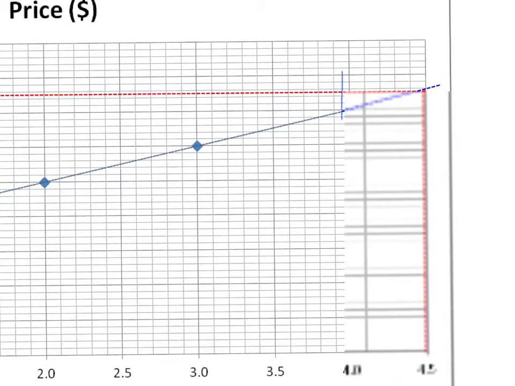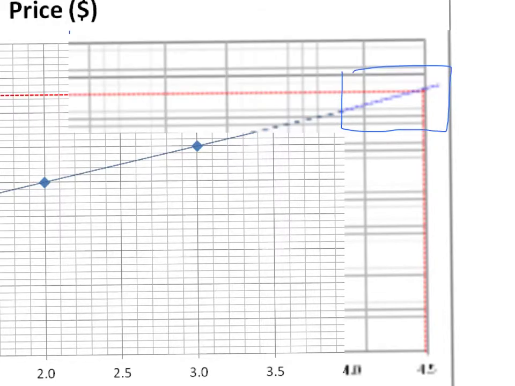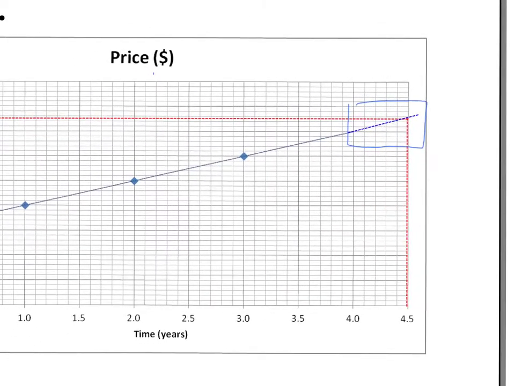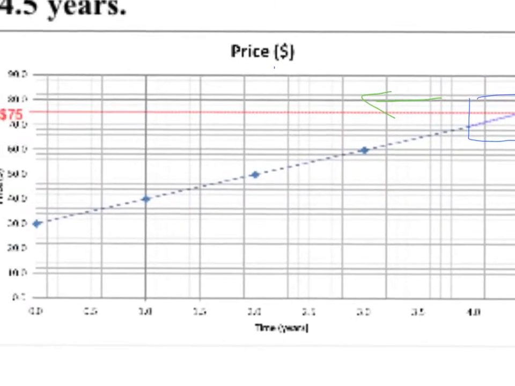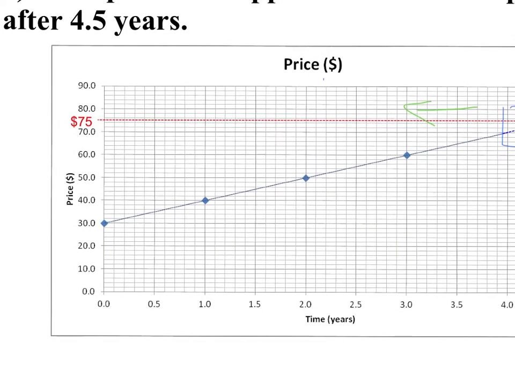So this dotted line, make sure it's straight, extends that line graph up to 4.5 years, and you follow the same steps you followed before, where you go up from 4.5 years to the line, and then work back towards the y-axis to find the value. So at 4.5 years, the price is about $75. So again, this is just an estimate. You can't be precise, just like you couldn't in the first part of this.